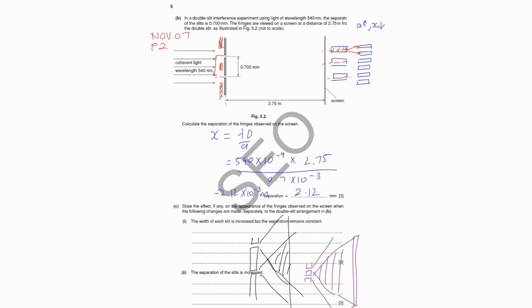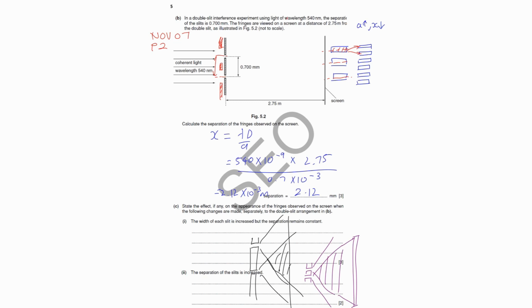Right, the next one, they mentioned that again, this is a Young's double slit experiment. The first part is quite straightforward. They give you all the information and you just have to find the separation of fringes, which is x. So substitute all the values, but be careful to convert any millimeters to meters, and also nanometers to meters. After you have found the answer in meters, don't forget to convert it back to millimeters.